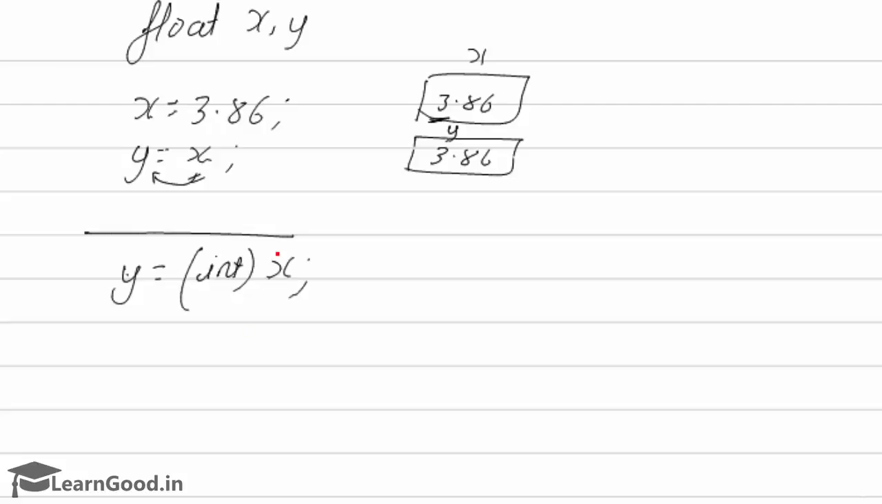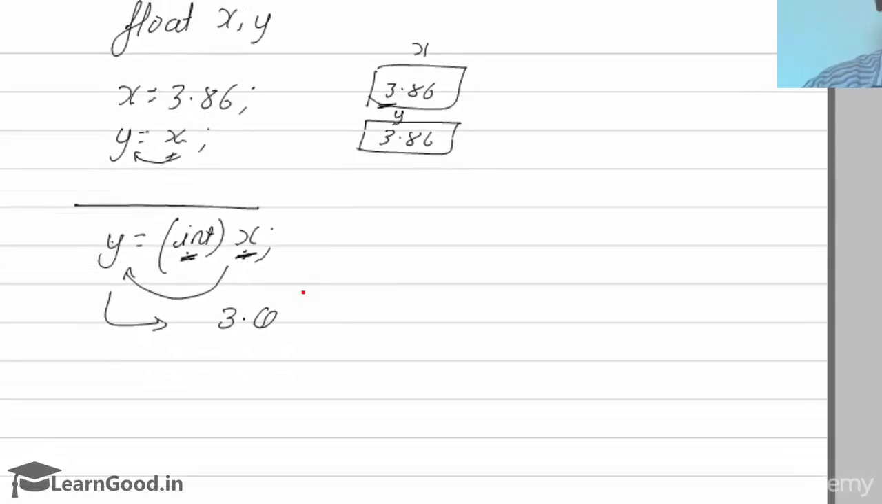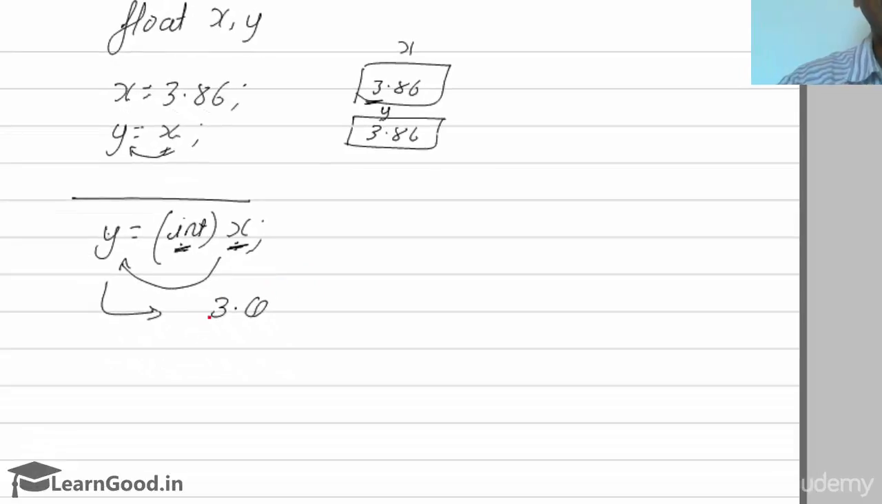So x, which is of type float, I'm asking to be converted to integer. So 3.86, when converted to integer, will be 3, and when the 3 is stored inside y, you'll have 3.0 inside y, because y is a float. So here we are converting a float value to an integer. Converting from one data type to another data type is called typecasting.